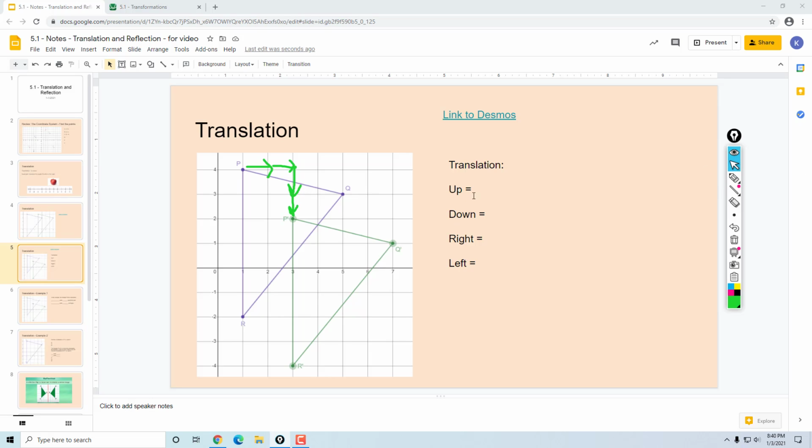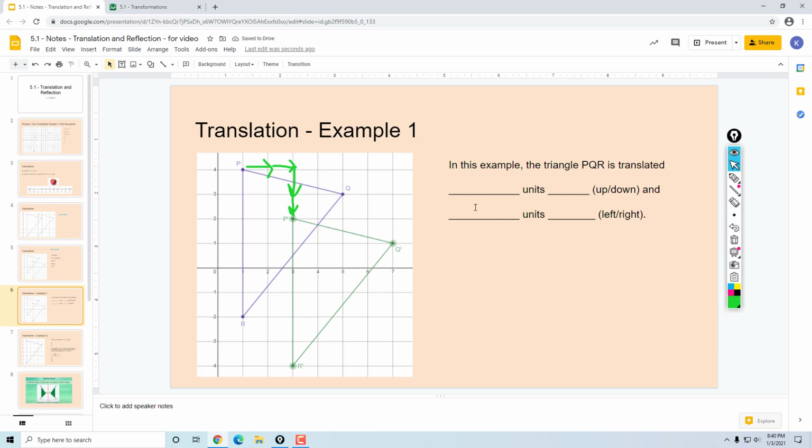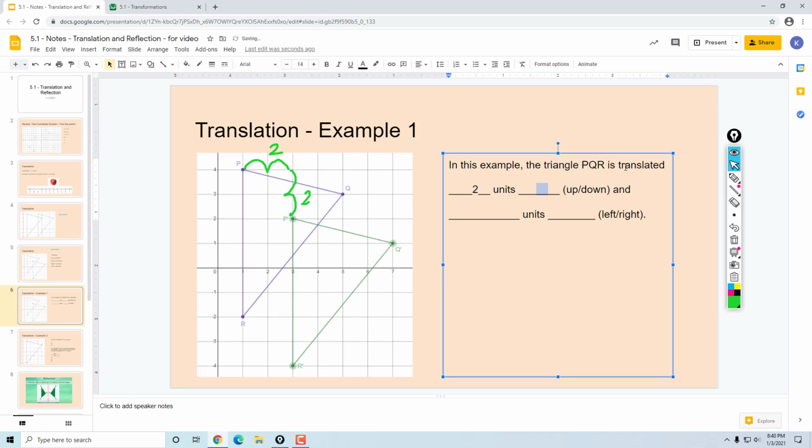Okay. When we go up, y increases. When we go down, y decreases. When we go to the right, the x-coordinate increases. When we go to the left, the x-coordinate decreases. What does that mean? Well, in this example, what did we have to do? To go from P to P prime, 1, 2, 1, 2. So we must have gone 2 units down and 2 units to the right. So we translated 2 units down and we translated 2 units to the right.